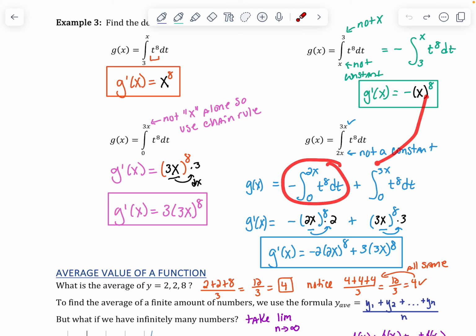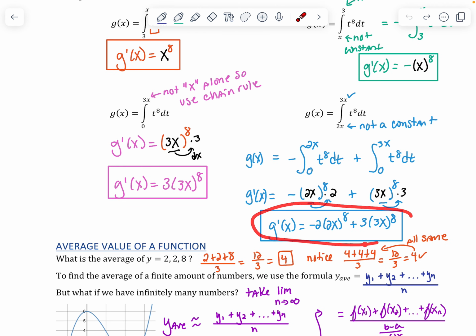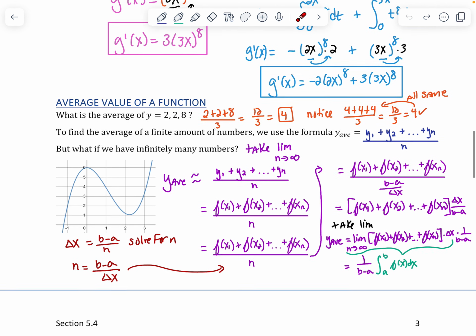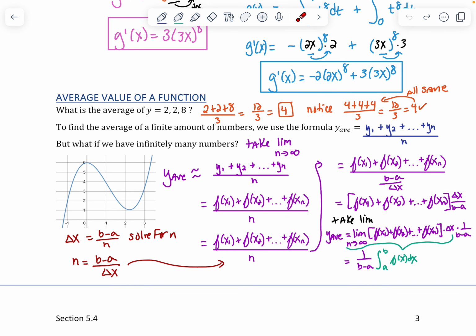So this individual problem we've already solved. Oh, but wait a minute. I'm not just plugging in x, I'm plugging in 2x. So I needed to do a chain rule, take the derivative of 2x. And same thing, I needed to take the derivative of 3x. And I'm fine if we just go ahead and leave the answer this way, unless you're told to evaluate further.